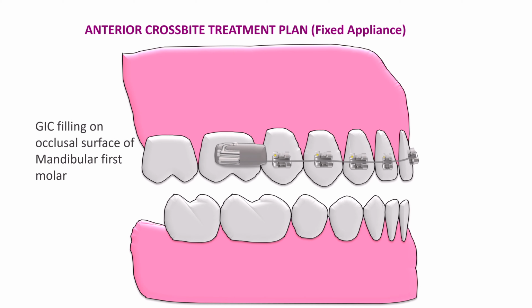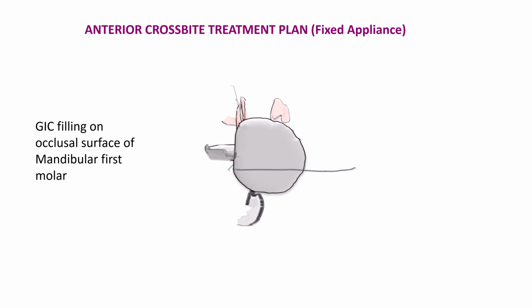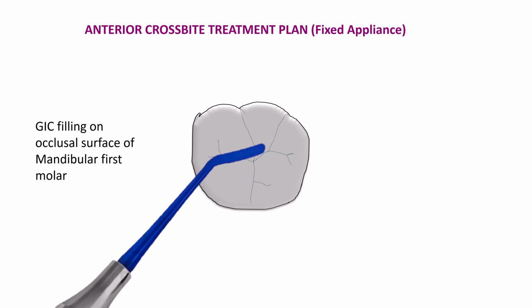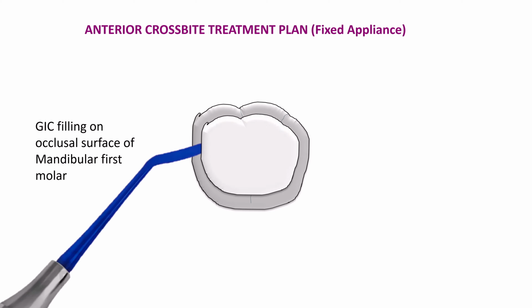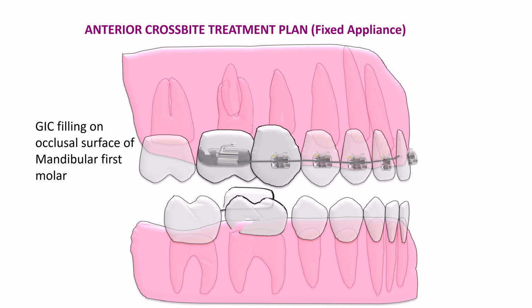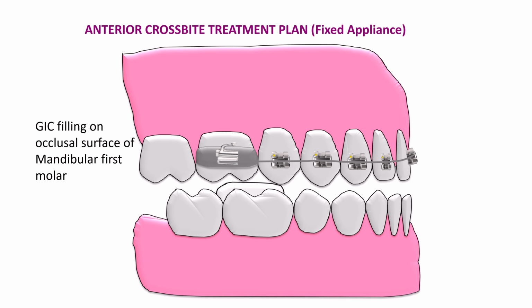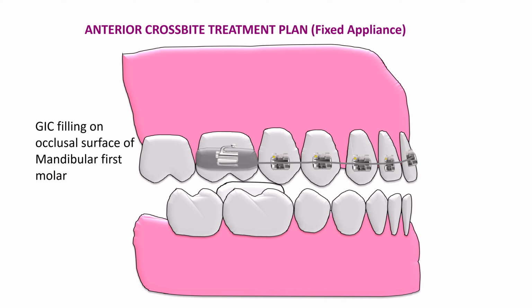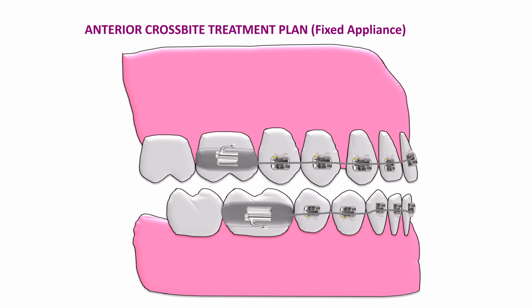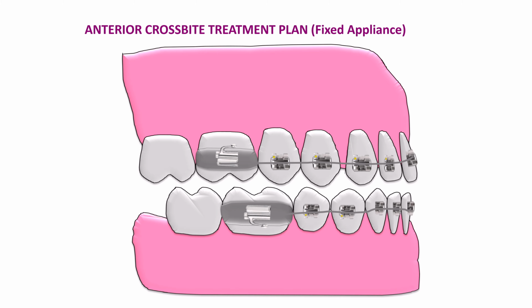Another method to open bite is placement of GIC filling on occlusal surface of mandibular first molar. It keeps bite open. It causes forward movement of anterior teeth and also corrects malocclusion.